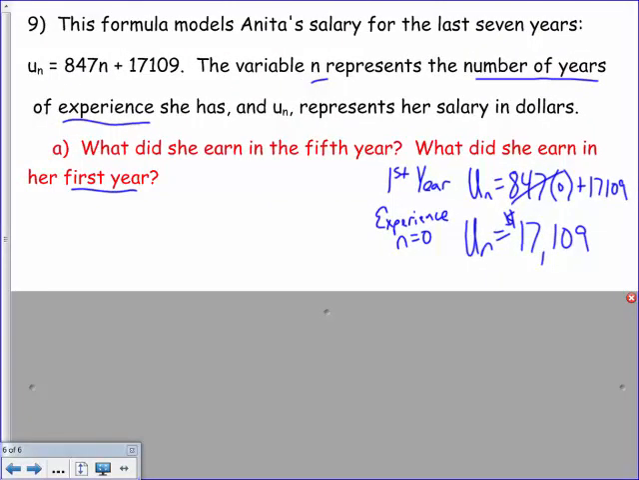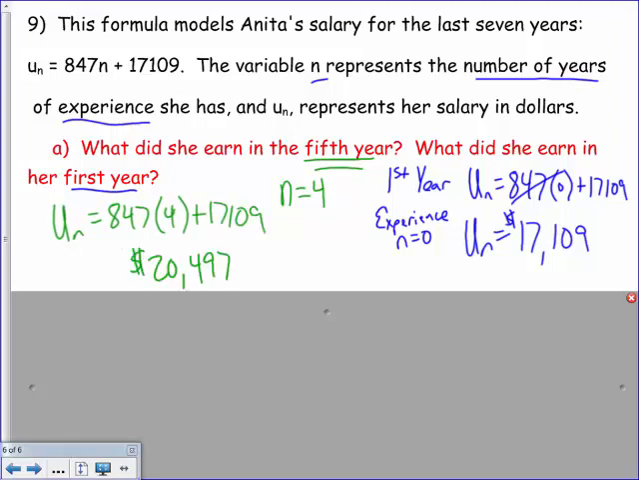So now when it asks, what did she earn in the 5th year? Well, how much experience does she have? She has 4 years of experience going into her 5th year, right? So I'm going to plug in 4 for n instead. So just be careful with that. So 847 times 4 plus 17,109, which gives us 20,497. So always go back and reread your problem, right? Be very careful, okay? Always reread. Don't just assume.